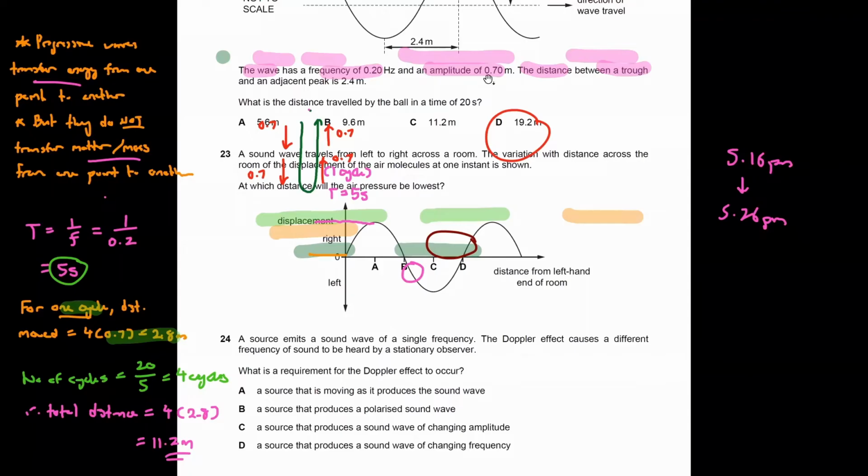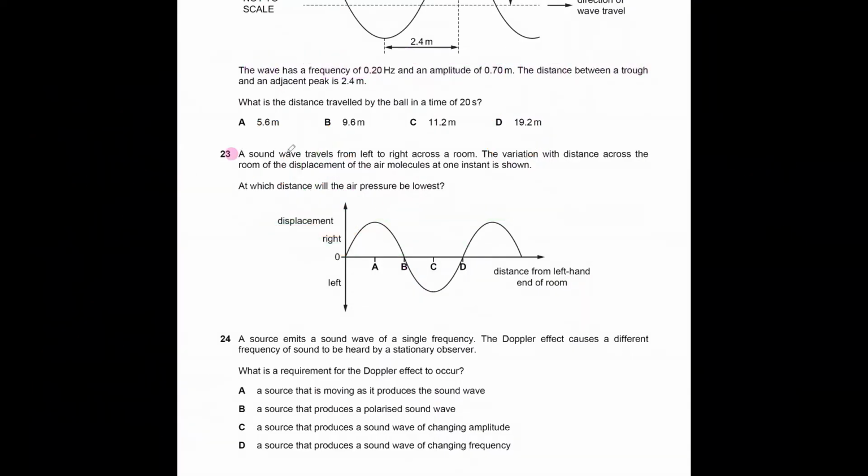Okay, now for question 23, this one concerns something else. It's a longitudinal wave. Now, a sound wave travels from left to right across a room. The graph of distance across the room against the displacement of the air particles at one particular instant is as shown here. Now, at which distance will the air pressure be the lowest? So if they're talking to you about a sound wave here, the first thing that you should have noticed is that this one is actually a longitudinal wave.